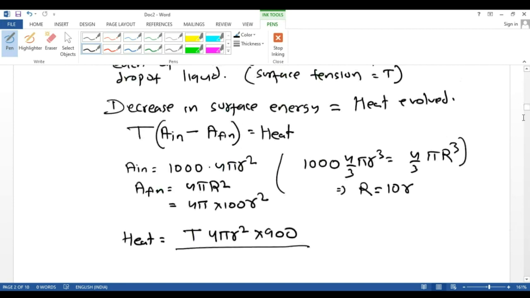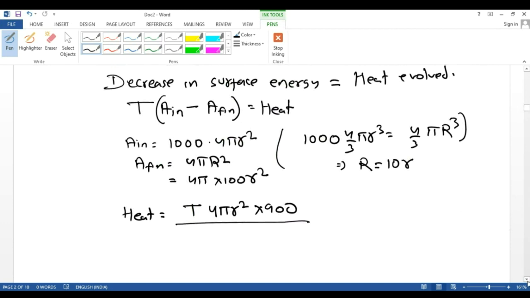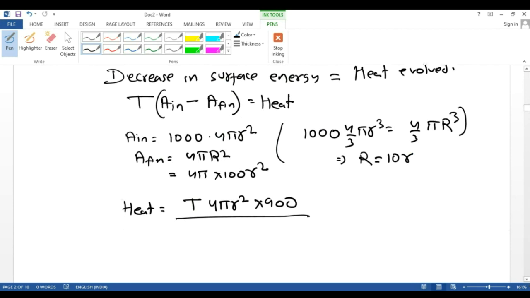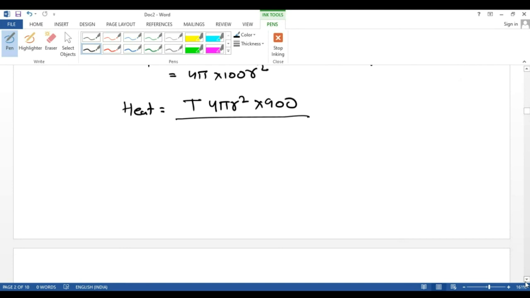So what actually happens is that this amount of heat first goes on to increase the temperature of the single drop. So the single drop will not be at the same temperature as the individual droplets, it will have a higher temperature, and ultimately because that temperature is more than the temperature of the surroundings, it will be dissipated as heat.